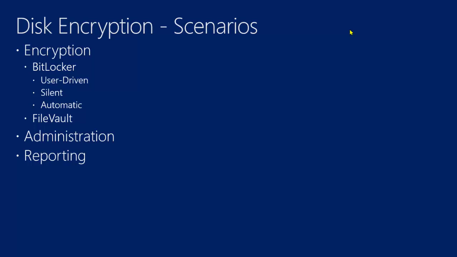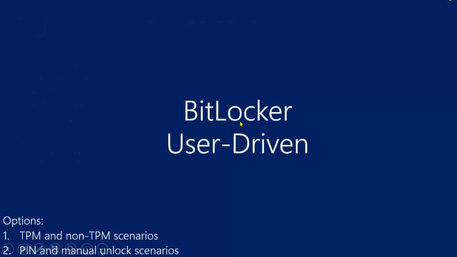The first is user-driven, and that is where the user is required to interact minimally to get disk encryption started, right? The other is silent, which is likely what a lot of organizations will probably prefer, where you can encrypt devices and the user doesn't have to even be aware of it, right? It just happens in the back end. There's a third one, which we'll talk about, called automatic encryption. Then we'll talk about FileVault. I want to show you some administration and reporting things as well as we wrap up the scenario. So let's just jump right in.